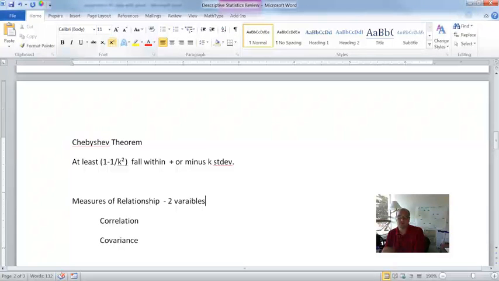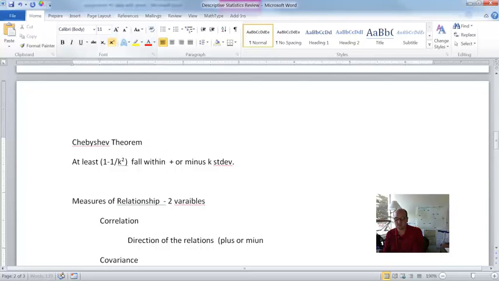So up until this point, we just talked about 1 variable at a time, or one type of observation. Now we're going to say, here are 2 measures, 2 variables. I want to see if they go together. And what do we talk about? Well, correlation does 2 things. It gives us the direction of the relationship. How does it do that? Well, that's either plus or minus. So that's either a positive relationship or a negative relationship.